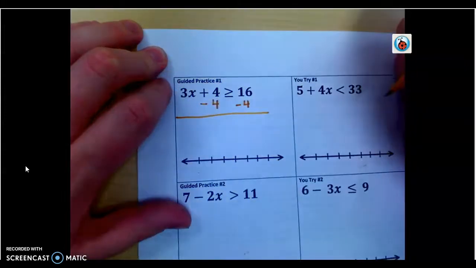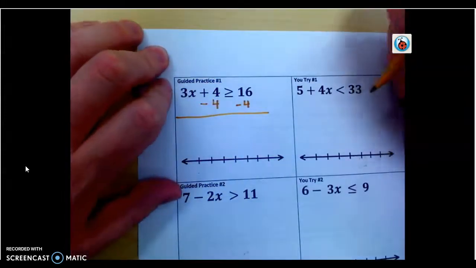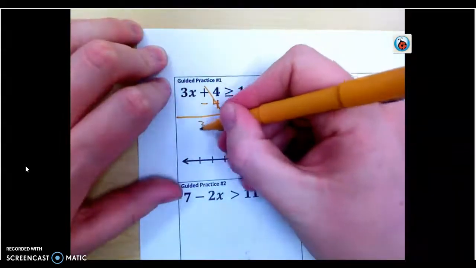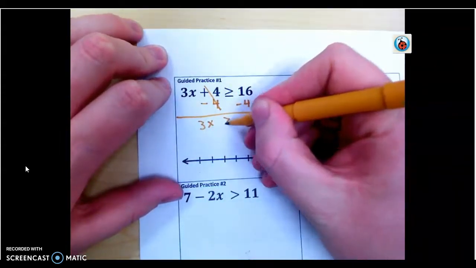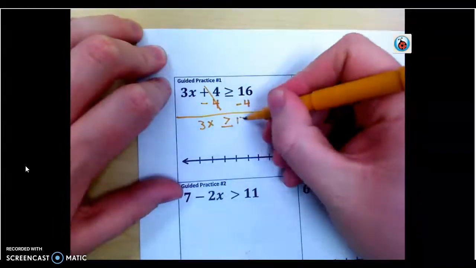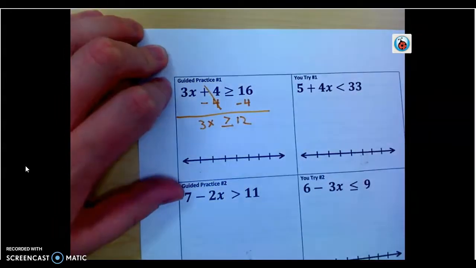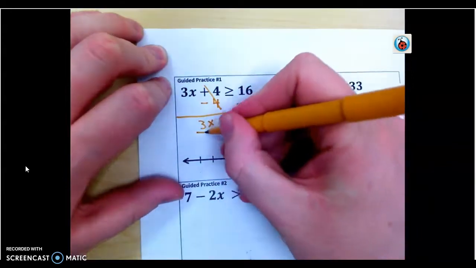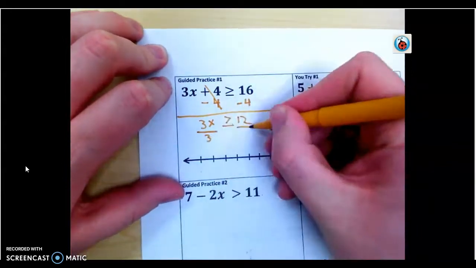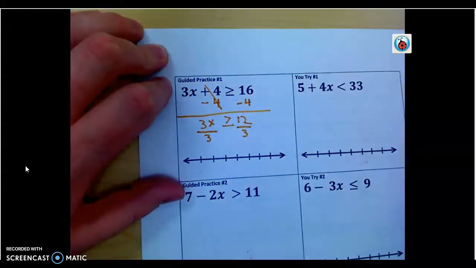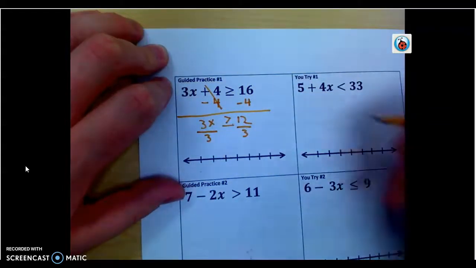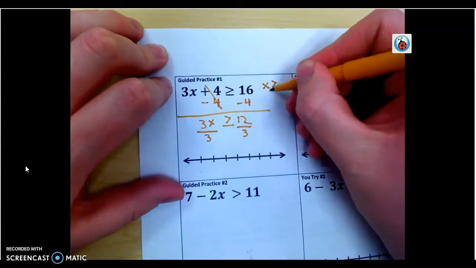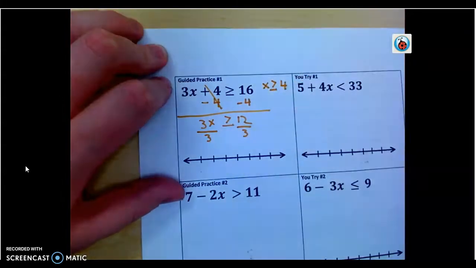On both sides, your work should look identical to mine. That will leave me with 3x is greater than or equal to positive 12. This is 3 times x, so we undo the multiplication with division. I'm going to write the answer up here. It is x is greater than or equal to positive 4.